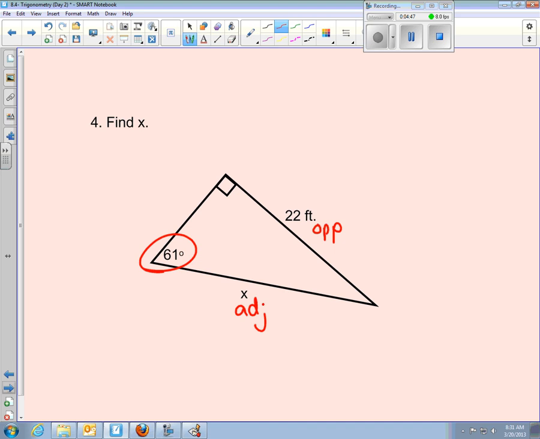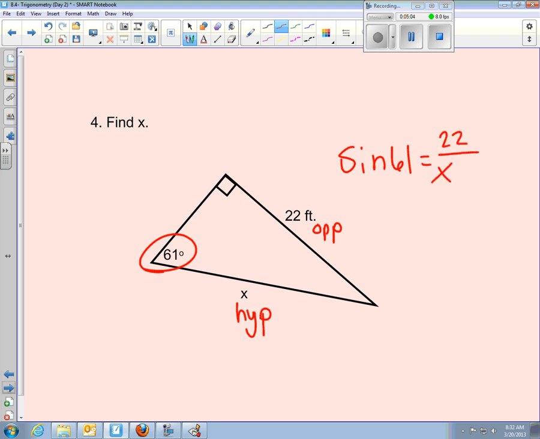Opposite and adjacent. Again, oops, not adjacent. X is across from the 90-degree angle. That's our hypotenuse. Excuse my mistake. Opposite and hypotenuse, we're going to do sine. Sine of 61 equals our opposite over our hypotenuse.